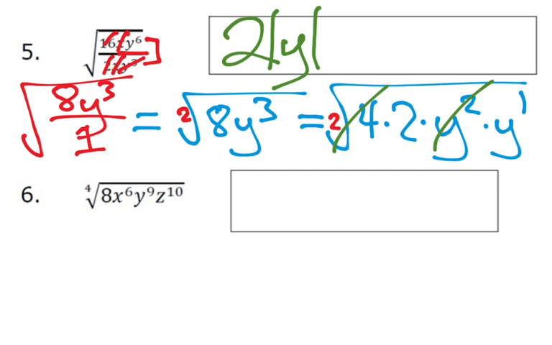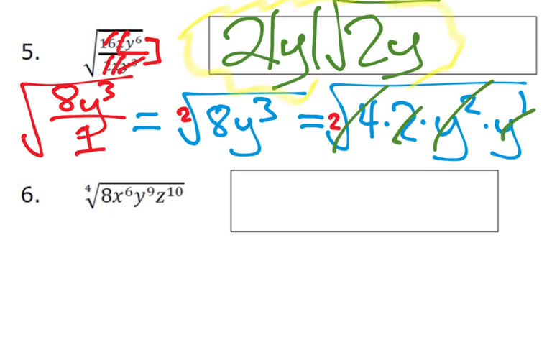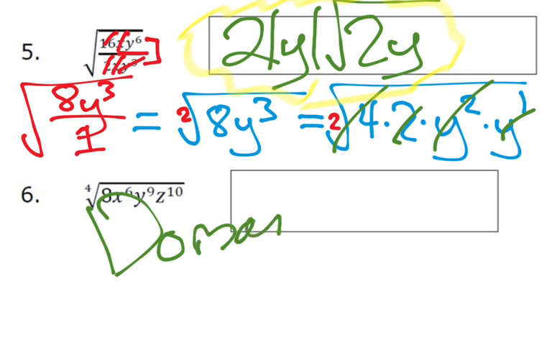What are we left with? The 2 and the y to the 1 that are under the radical sign have to stay under the radical sign. So there we have our answer. Let's go back to that yellow highlighter. All right, and then the domain restrictions.